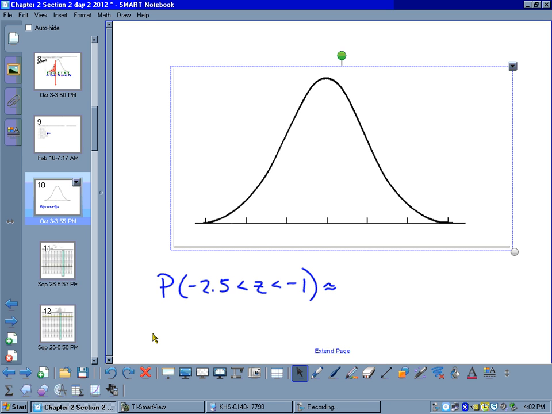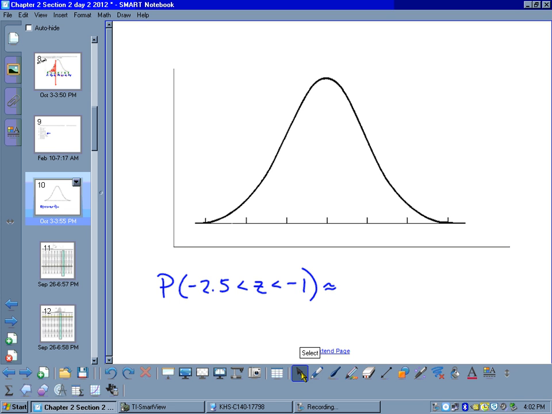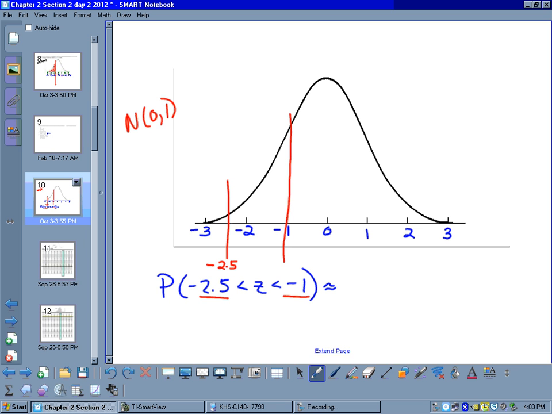Okay, so the first thing we need to keep in mind is that on our standard normal curve, we have a mean of 0 and a standard deviation of 1, and we should list that under our curve and put our standard deviations out. So we can now take these values, draw the lines at approximately where that would be, negative 2.5 standard deviations and negative 1 standard deviation, and I'm looking for all the area in between here.